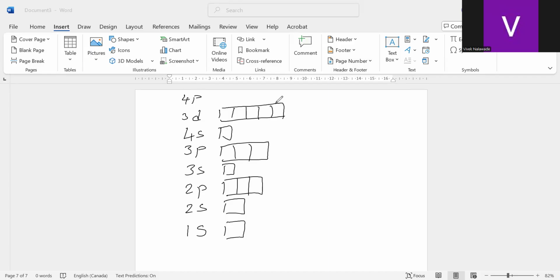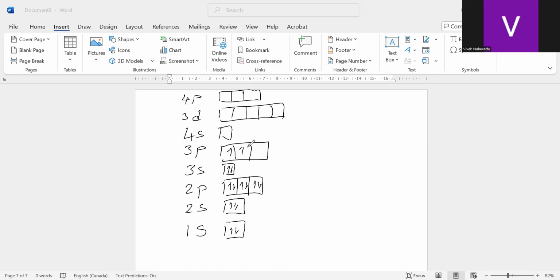1, 2, 3, 4, 5. And P again is 3. Yes, correct. So they're all going to be full with two electrons, except for the last one, 4p. 4p is going to have two shells full of electrons, and then one with only one.